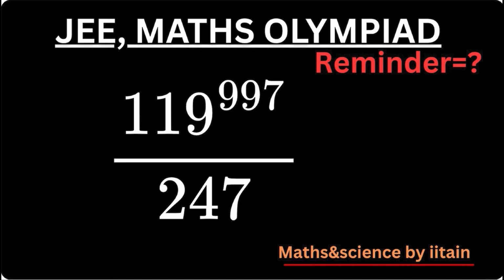In this, we have taken up a good example on finding the remainder. It's useful for IITJEE and also for Maths Olympiad. We have to find out the remainder of the number 119 to the power of 997 when it is divided by 247. What will be the remainder?